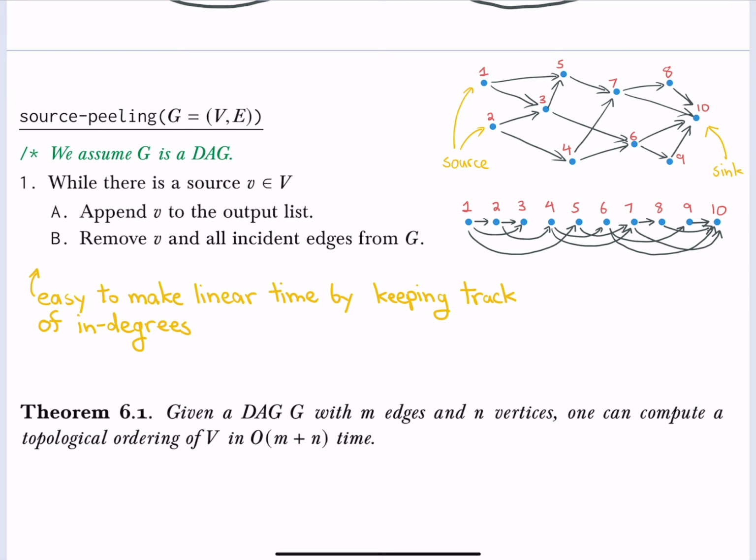Sorry, the algorithm is? Oh, the output is a list of vertices that are in order. Yeah, so append V to the output list is where we're gradually building out that list. Okay, other questions?